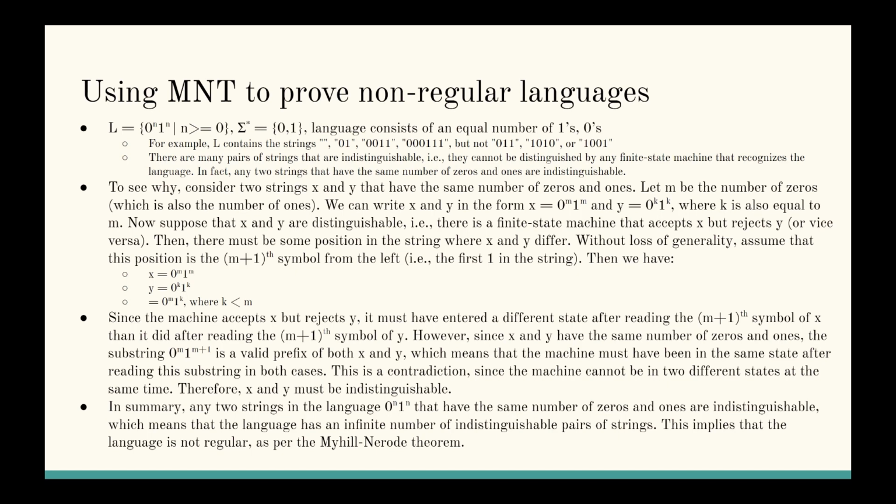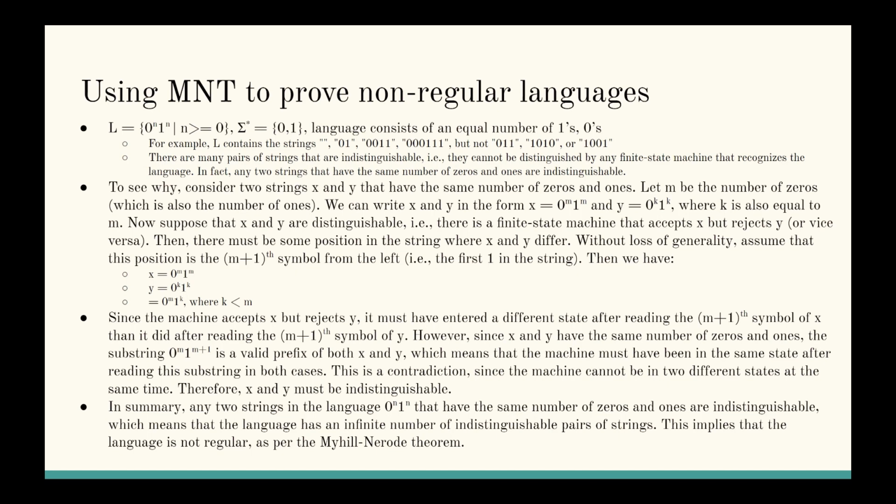However, since x and y have the same number of zeros and ones, the substring 0 to the m, 1 to the m plus 1 is a valid prefix for both x and y. So as you can see, this will be a contradiction since the machine cannot have two different states at the same time, which means x and y must be indistinguishable.